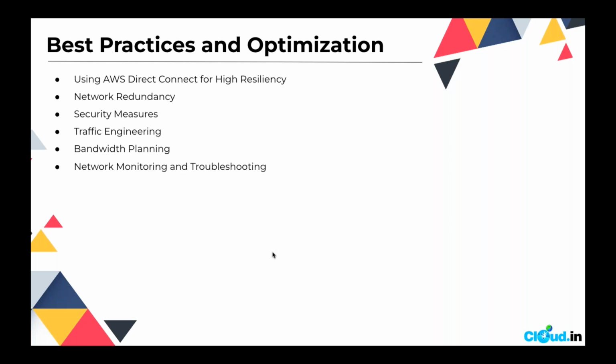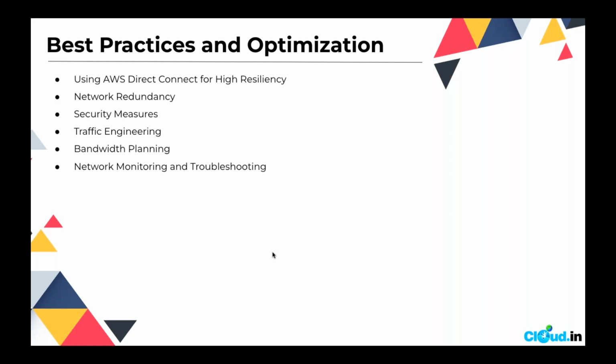So the best practices that you should implement to have a successful implementation, adhering to the best practices that AWS suggests for your Direct Connect setup. You can use AWS Direct Connect for having a high resilience architecture. High resilient and fault tolerant network connections are key, obviously, to a well architected system.